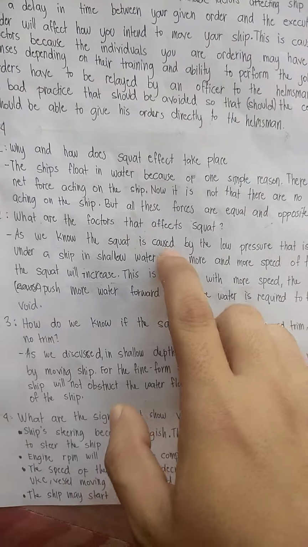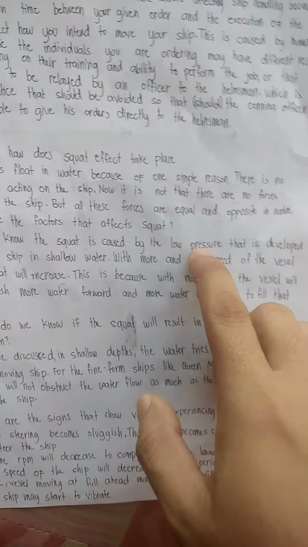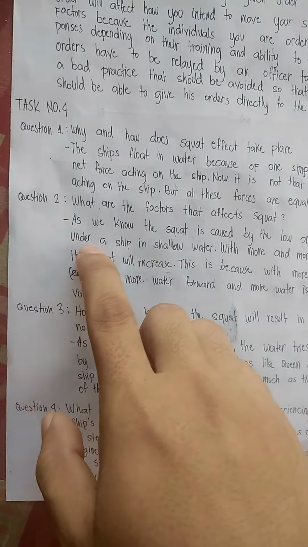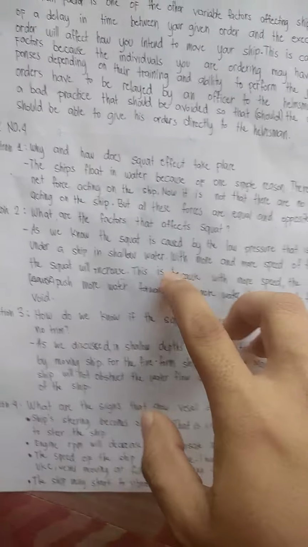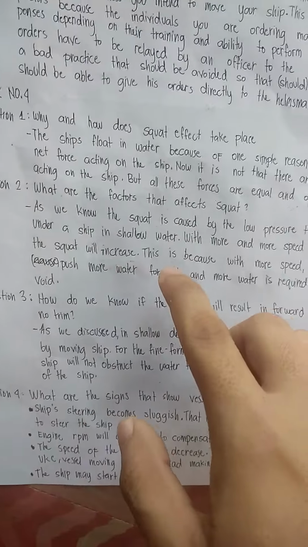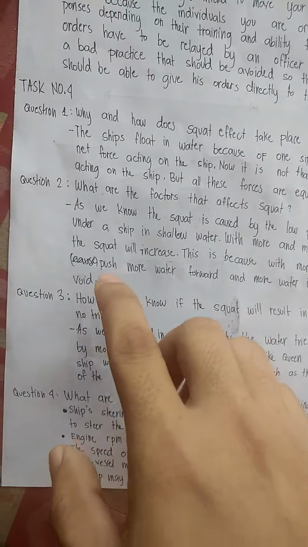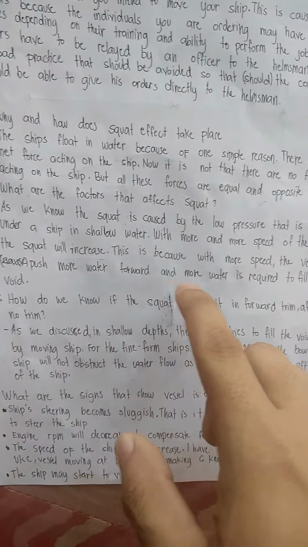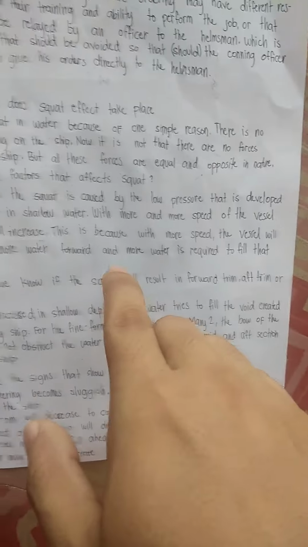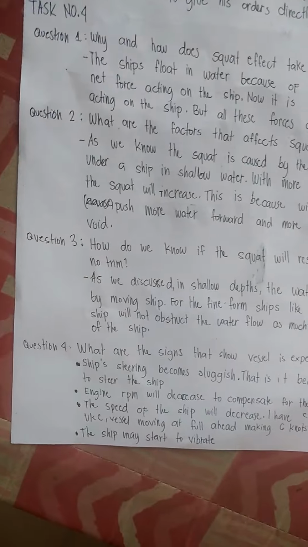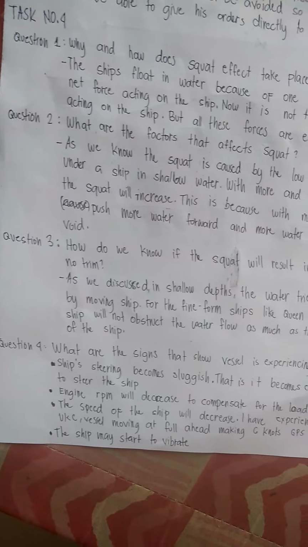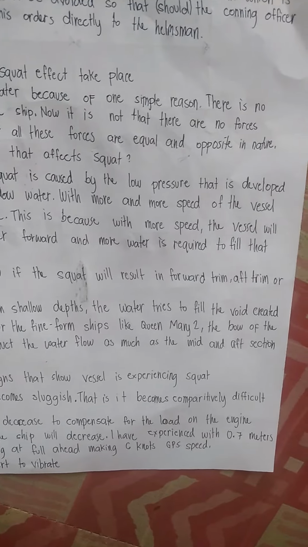In question number 2, what are the factors that affect squat? As we know, the squat is caused by the low pressure that is developed under a ship in shallow water. With more and more speed of the vessel, the squat increases. This is because with more speed, the vessel will push more water forward, and more water is required to fill that void.